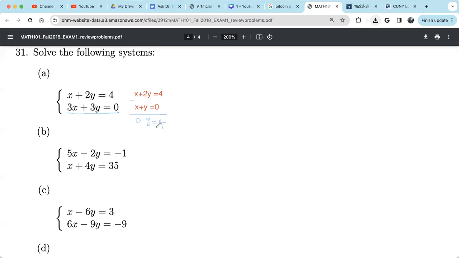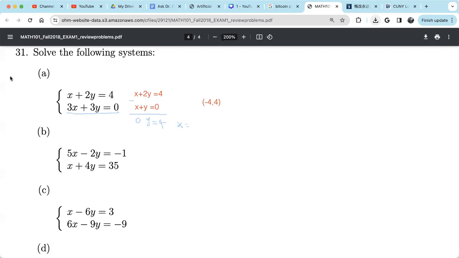Then we use y equals 4 in either one of the equations, maybe the second equation. Because the second equation has x plus y equals 0, x has to be -4. X equals -4. So the solution for the first one is a point. The x value is -4 and the y value is 4. So that's the solution for the first one.